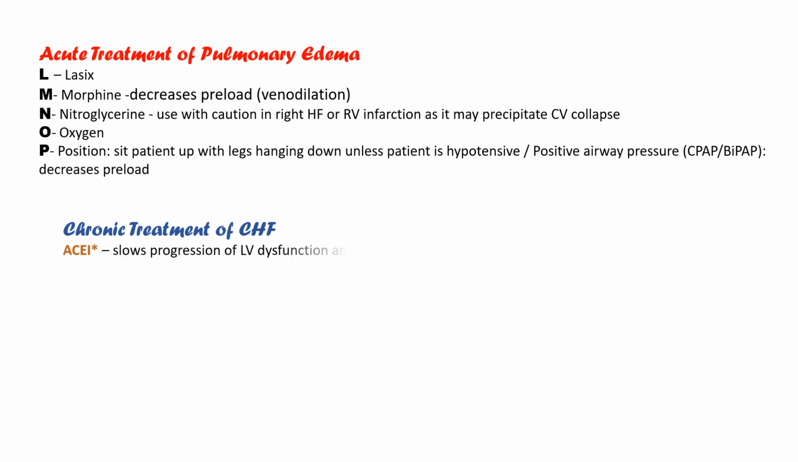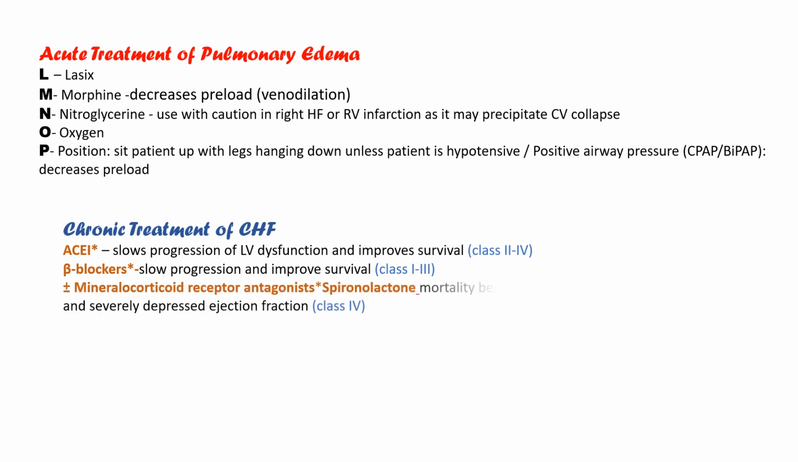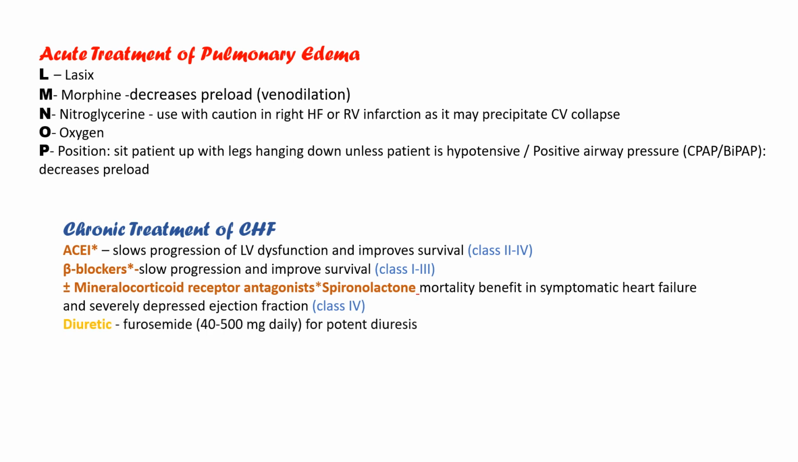Chronic treatment of congestive heart failure is to give an ACE inhibitor. It slows the progression of left ventricular dysfunction and improves survival. It is usually given in class 2 to 4 heart failure. Beta blocker slows progression and improves survival. It is given in class 1 to class 3 heart failure. Spironolactone has a modest benefit in symptomatic heart failure and severely depressed ejection fraction. It is mostly given in class 4 heart failure.